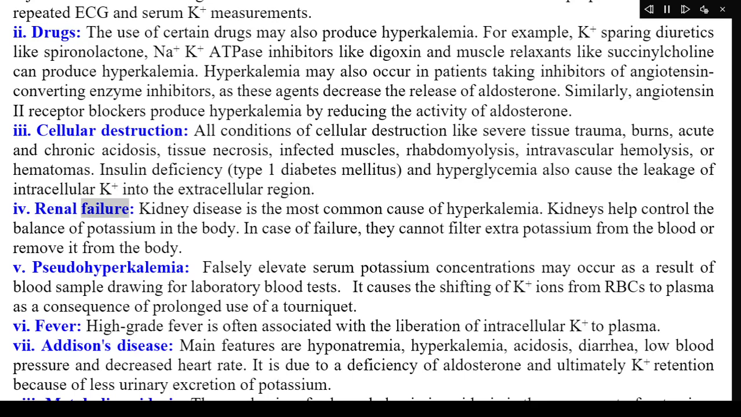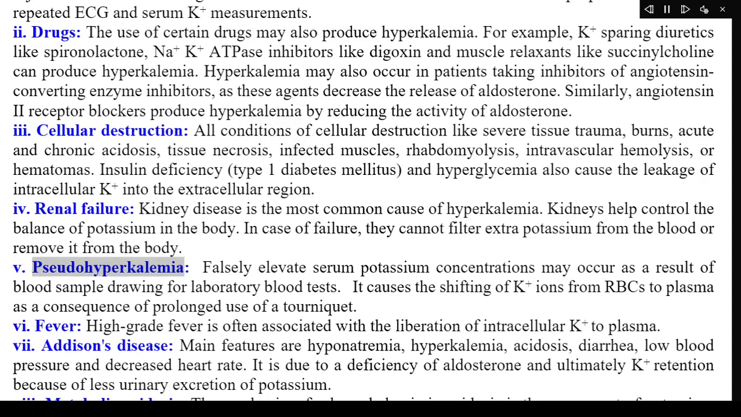4. Renal failure. Kidney disease is the most common cause of hyperkalemia. Kidneys help control the balance of potassium in the body. In case of failure, they cannot filter extra potassium from the blood or remove it from the body.